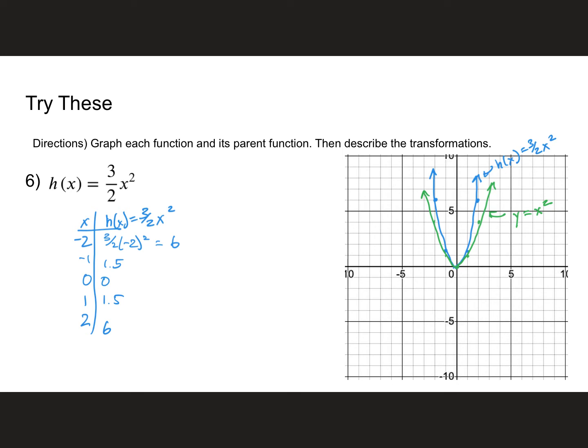But we can say something like this. We can say h of x is narrower than y equals x squared, or than my parent function. I'm not looking for you to necessarily know that perfect vocabulary yet. So we're just describing what we see. That's all.